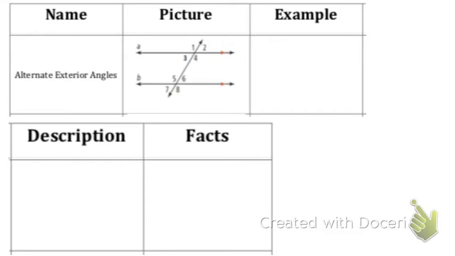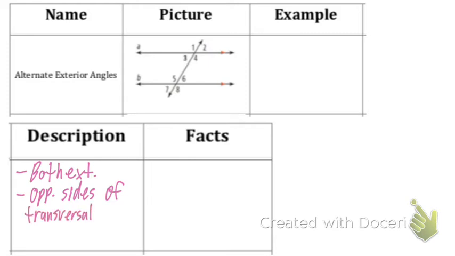Let's move on to alternate exterior. Okay, what do we think the first bullet point for this one's going to be? Opposite outside. They're both exterior. Both out here. They're both outerior. What do we think our second bullet point's going to be? Opposite sides of the transversal. Which word tells us that they're on opposite sides of the transversal? Alternate. Which word tells us that they're both on the outside? Exterior.